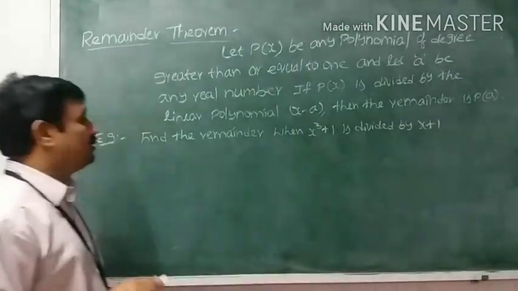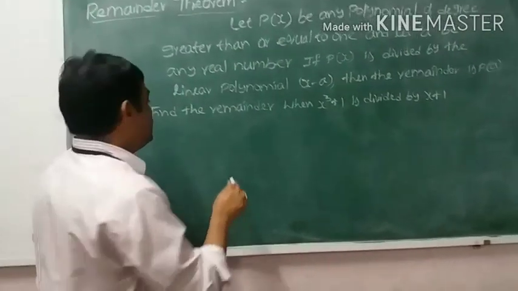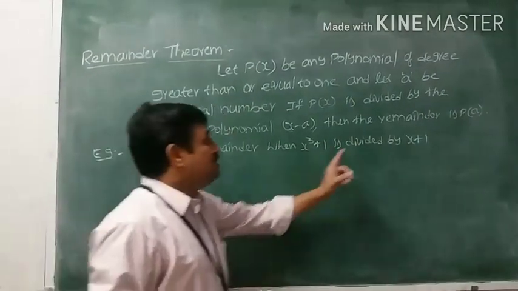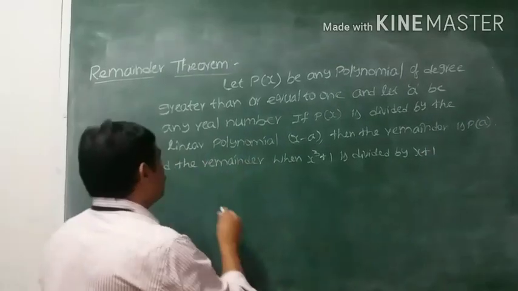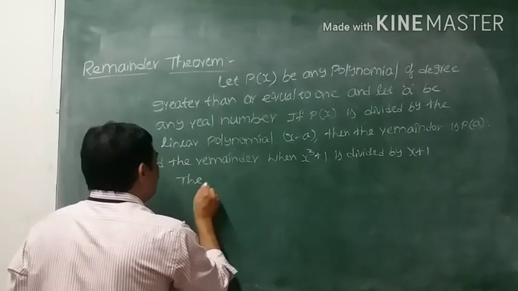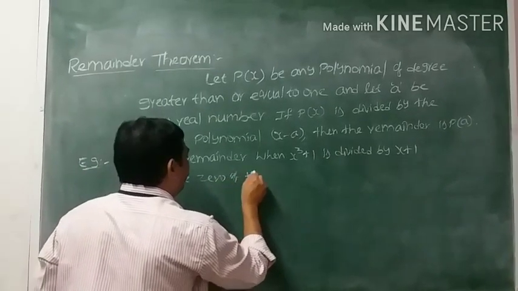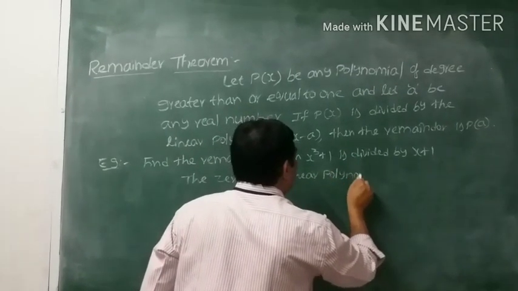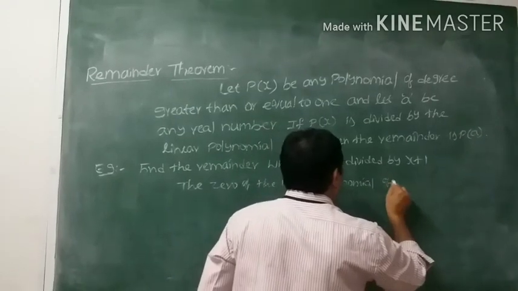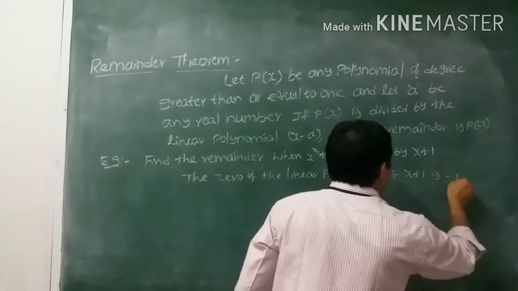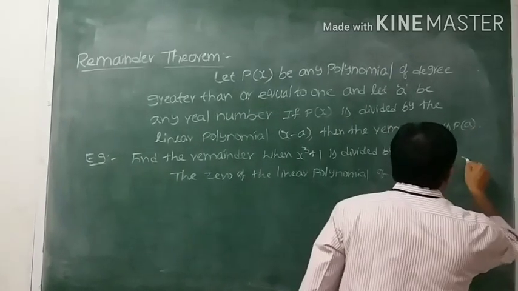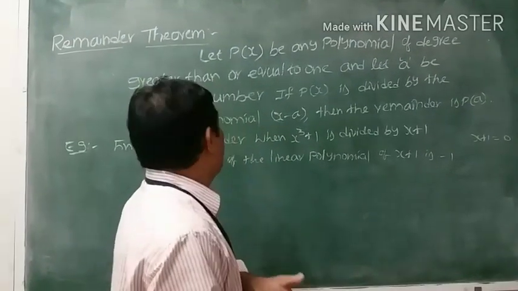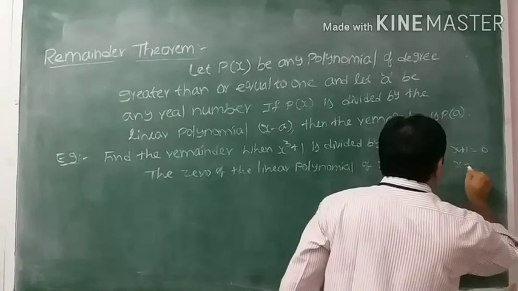Then what is the meaning of this one? I will give one example. Find the remainder when x cube plus 1 is divided by x plus 1. Here, which one is the zero of the linear polynomial x plus 1? Therefore, the zero of the linear polynomial x plus 1 is minus 1. Here how will you get minus 1? x plus 1 is equal to 0. Why should we keep it equal to 0? Because it is the zero of the polynomial. So plus 1 becomes minus 1.